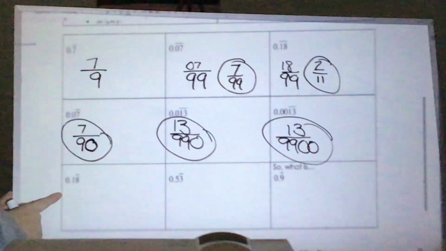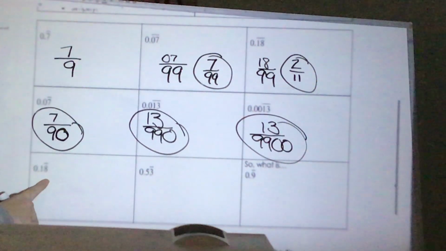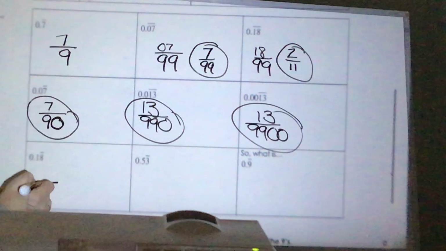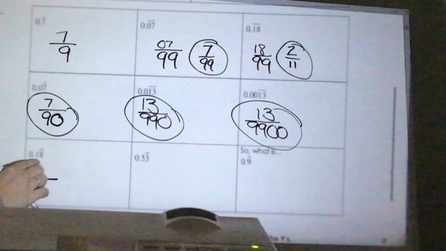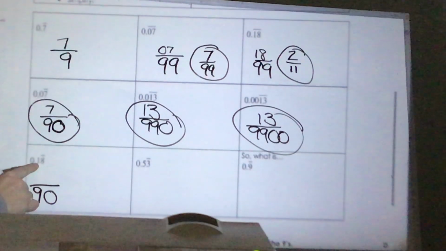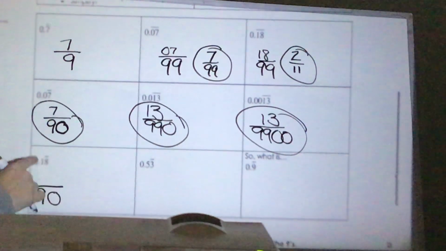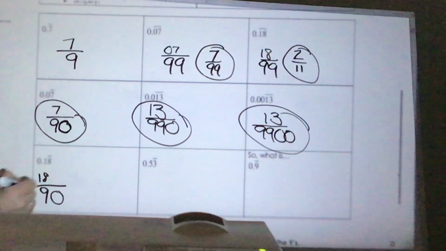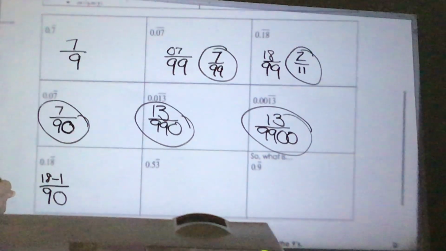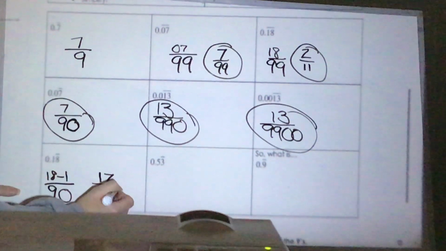For the final row, these ones are a little trickier. We're going to use the same setup for our denominator. Finding the denominator is fairly easy. We have one number that repeats, we have a number that doesn't, so I'm going to put a 0 next to the 9. Now, because this isn't a 0, to get our numerator, we're going to take this whole decimal number, which is 18, and from it we're going to subtract the number that doesn't repeat, which is a 1. So our numerator is going to be 17 over 90.